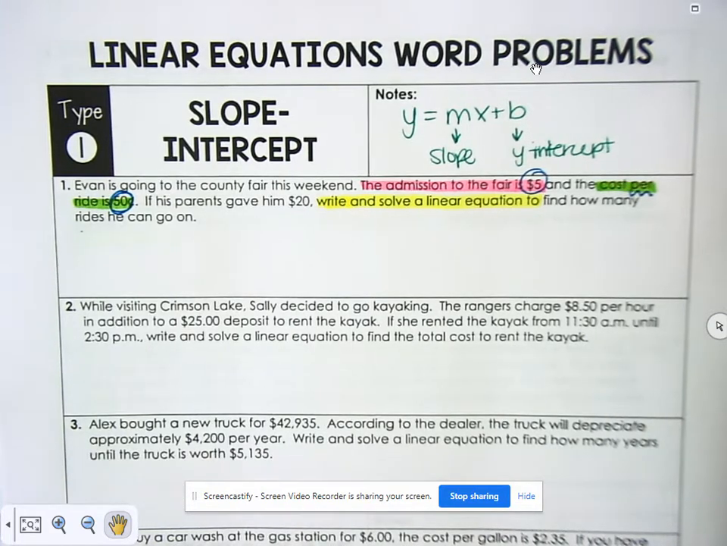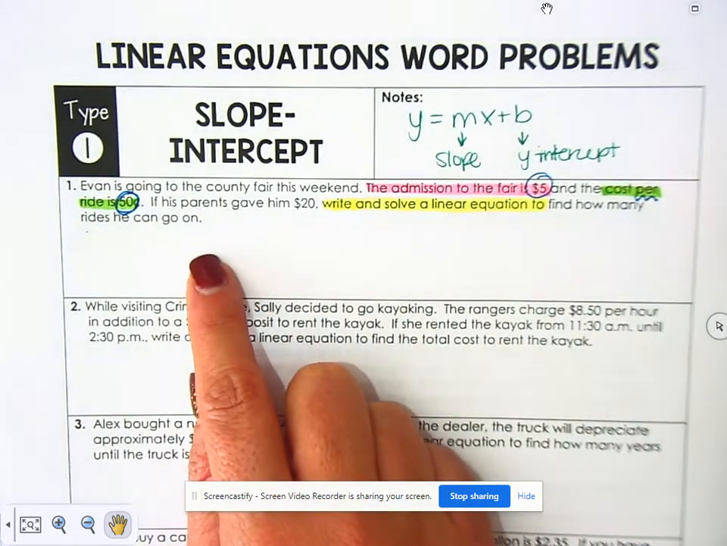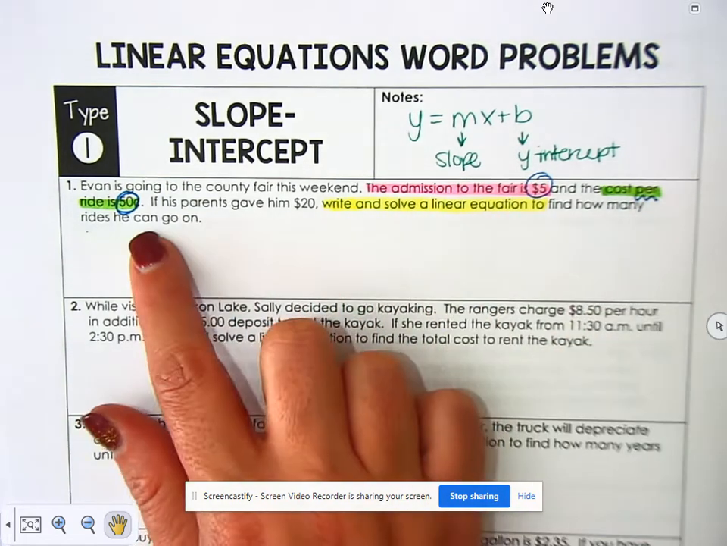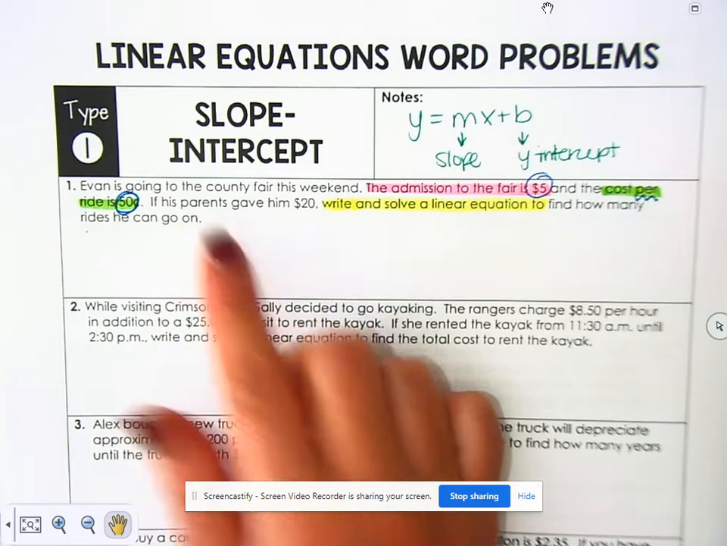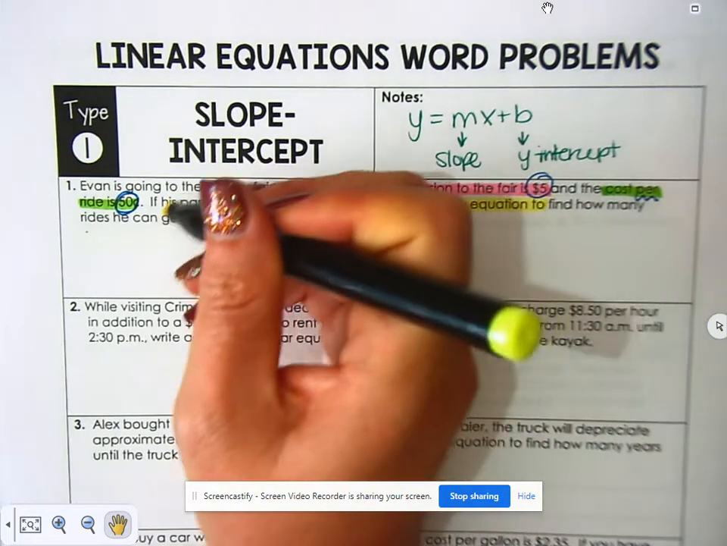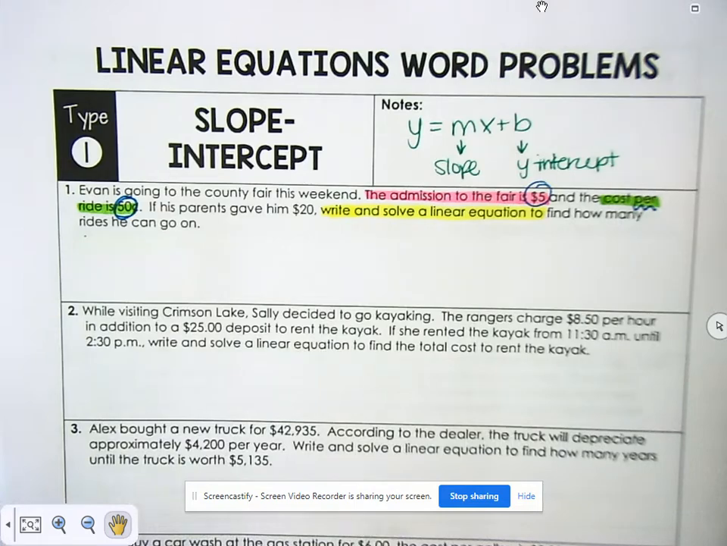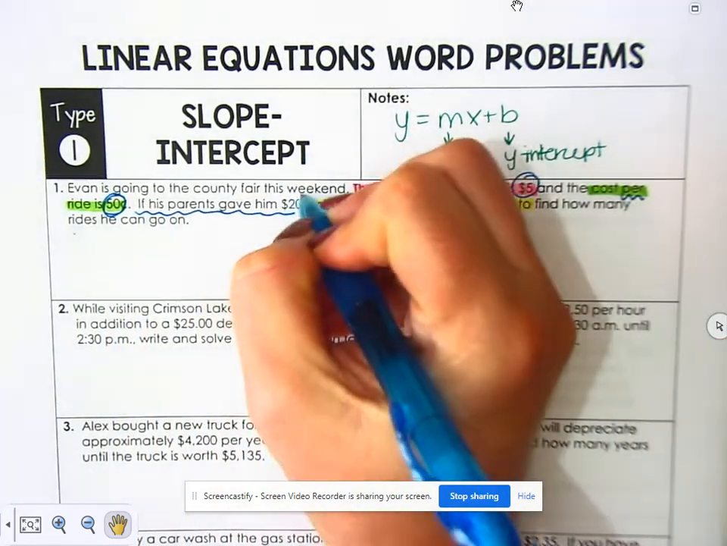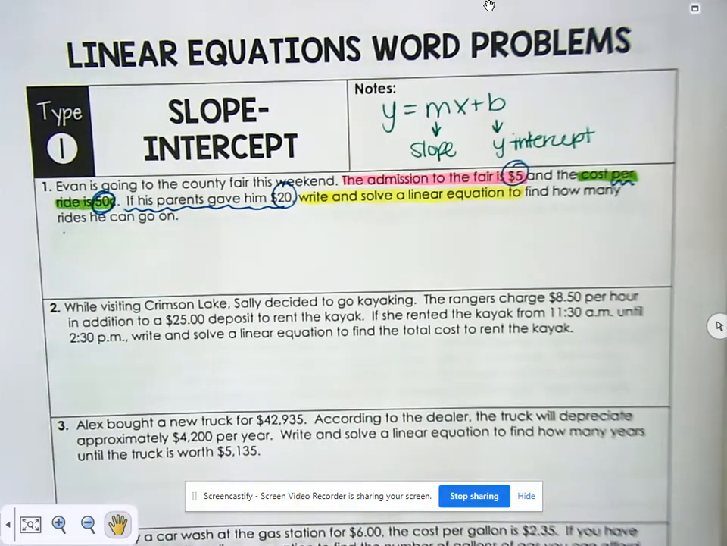to solve, okay? So when I read the first problem, Evan is going to the county fair this weekend. The admission to the fair is $5. So that's important. The cost per ride is 50 cents. That's important. His parents gave him $20. That's also important, okay? And then we are going to write and solve a linear equation on this, okay? So here we go. We've got $5, 50 cents, and $20. That's our money. All right.